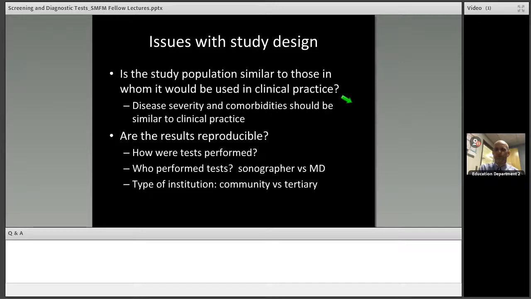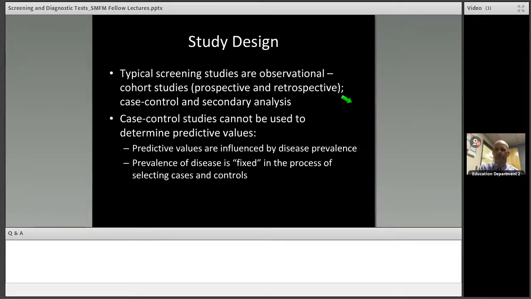What type of institution did the study come from? Was it a community hospital or a tertiary hospital? Most likely the community hospital results may be more generalizable than those from a specialized or tertiary hospital. Again, these are factors that you need to consider when trying to interpret some of these results.